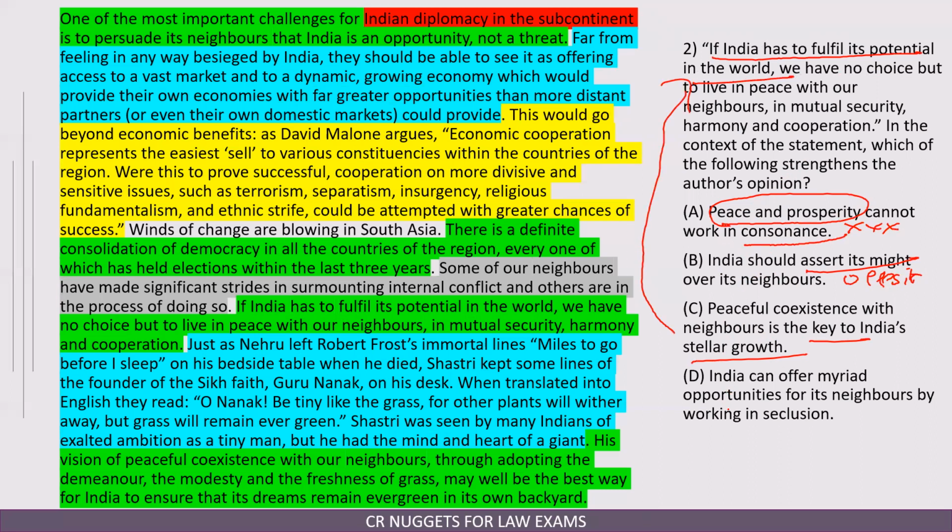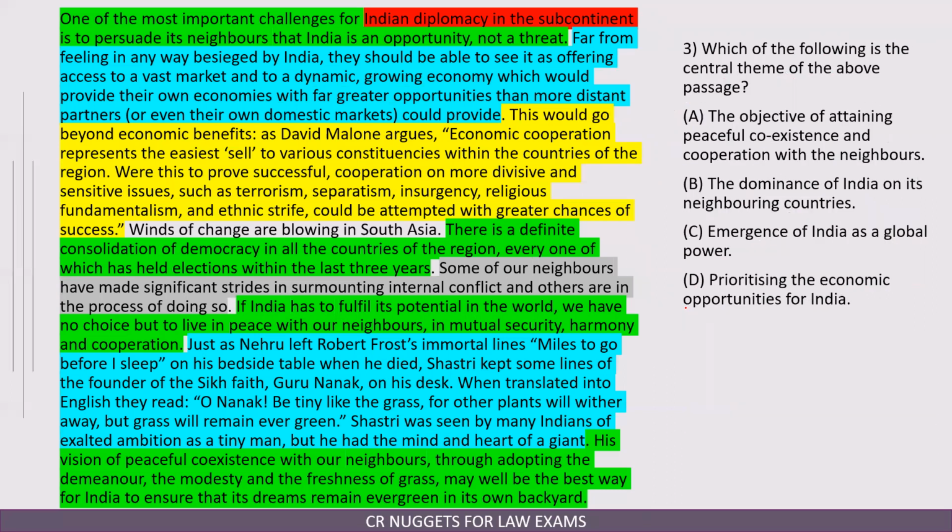India can offer myriad opportunity for its neighbor by working in seclusion. See, very good option till this point. Working in seclusion? No, this is opposite of what seclusion means, isolation. Author is saying that India needs to work with them. So again, opposite of what is being said, and hence the answer should be option number C.